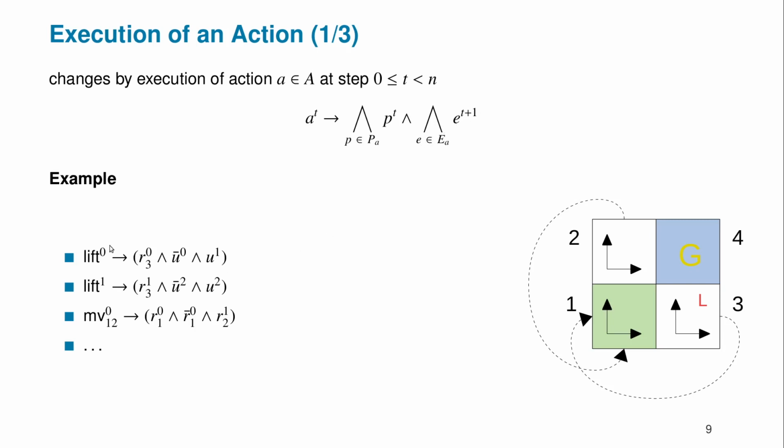And here we have the example. If we perform lift at time point 0, then the robot has to be in field 3 at time point 0, and the arm has to be down at time point 0, and at the next time point, at time point 1, the arm is up.